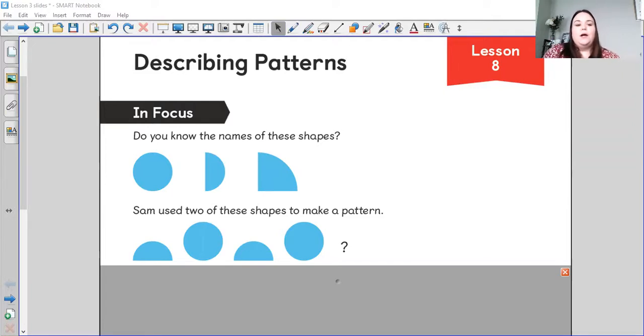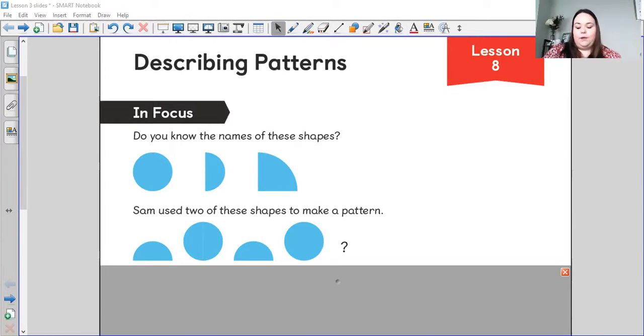So first of all, I want you to have a look at the top 3 shapes. Do you know the names for these shapes? I've already given you a clue, haven't I? Because I spoke about it a little while ago. The first one is a circle. We know this because it has one round edge and no vertices.